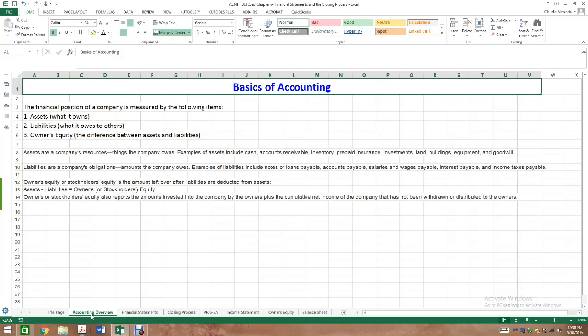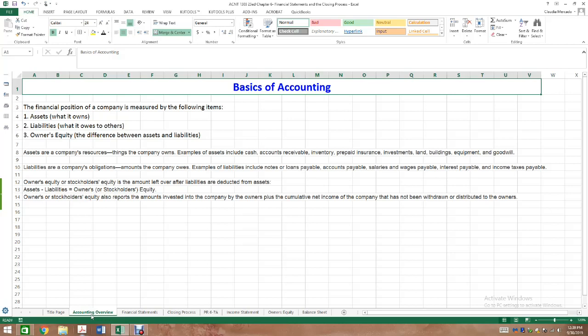And owner's equity or stockholders' equity is basically the amount that is left over after the liabilities are deducted from the assets. So assets minus liabilities will give you your owner's or stockholders' equity. Your owner's or stockholders' equity basically reports the amount invested into the company by the owners plus any cumulative net income generated by the company that has not been withdrawn or distributed to the owners via dividend payouts. So this is just a general overview of what an asset, a liability, and owner's equity is.